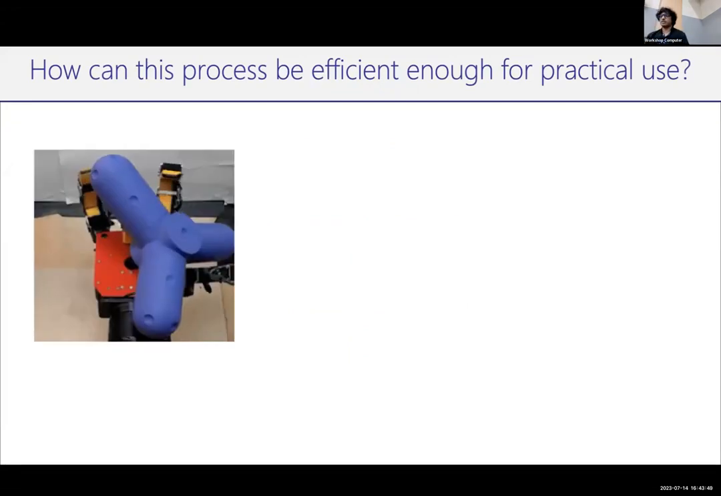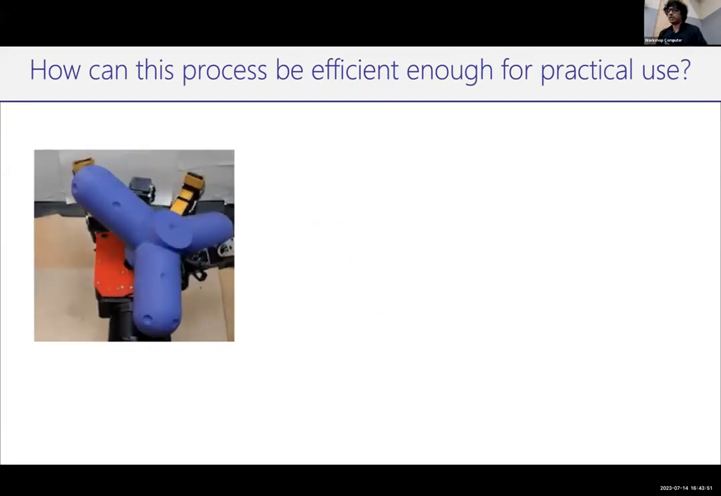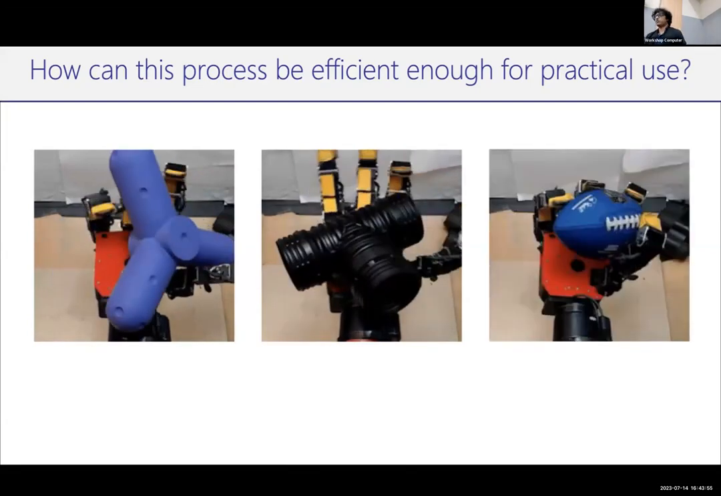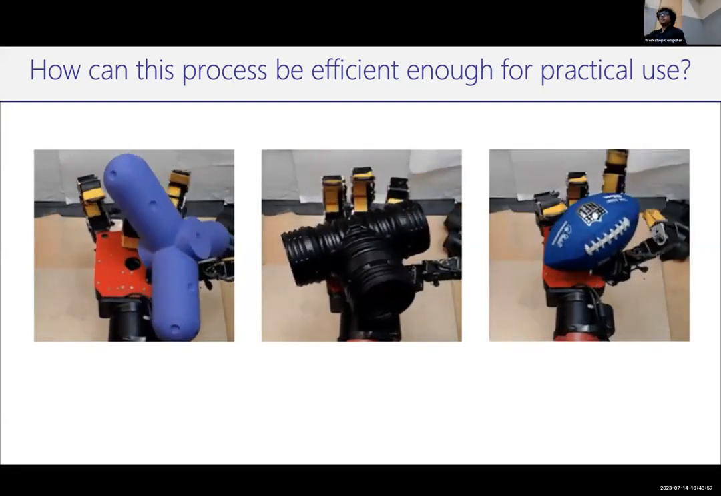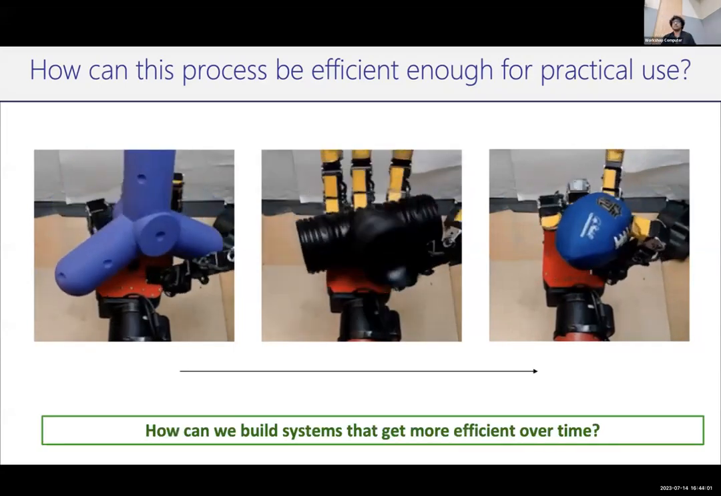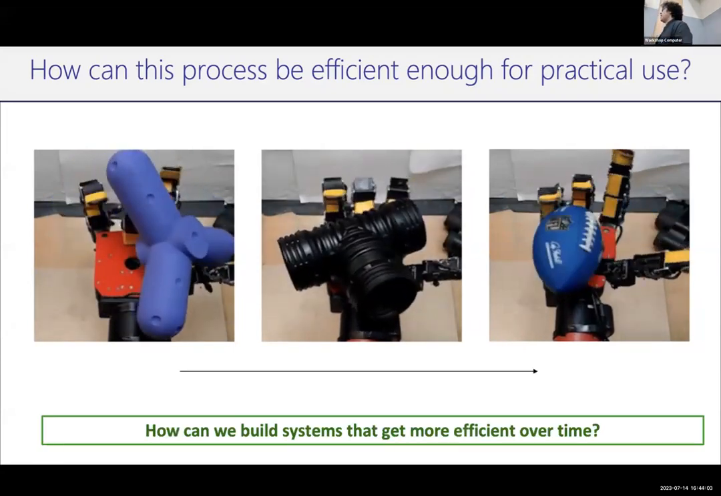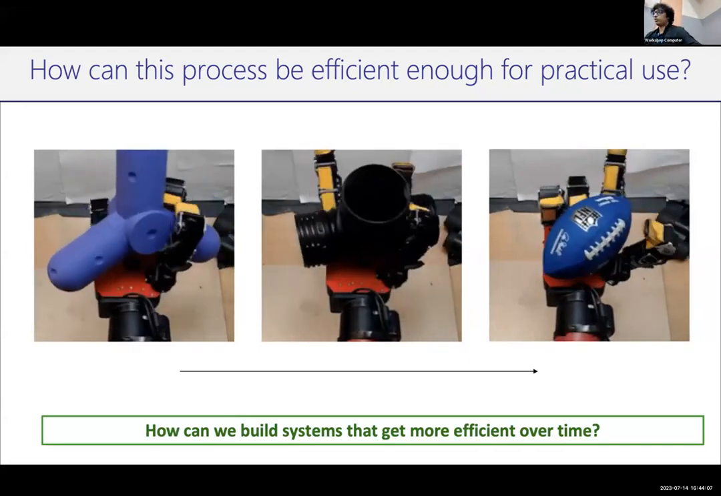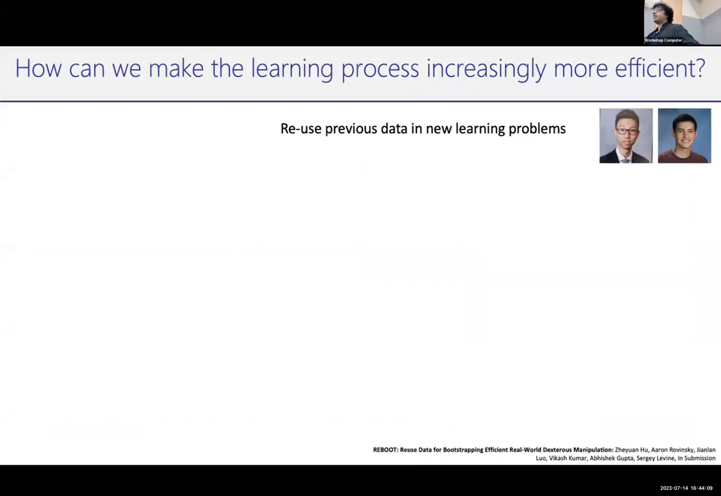Okay, so the last part of what I want to talk about is how do we get systems that are learning on multiple different objects. Let's say you have the object from before, but also a pipe and also a football, right? And as it goes between these different objects, it gets more and more efficient, right? So we want to build systems that get more efficient over time. And the question is, how do we enable this? Right? And what we're going to do is something frustratingly simple.